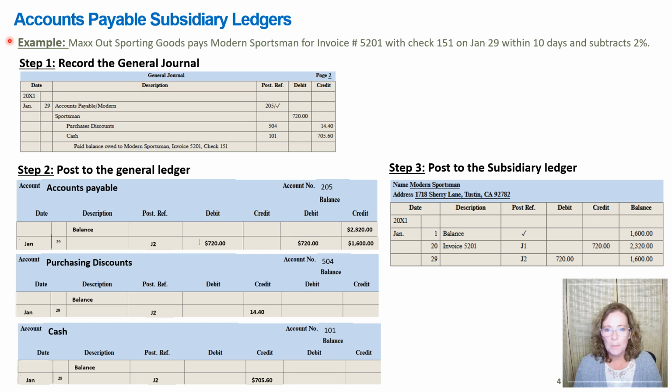Max Out Sporting Goods pays Modern Sportsman for invoice 5201 with check 151 on January 29th, within 10 days, and subtracts the 2% purchasing discount. Step 1 here is to record the transaction in the general journal with a debit to accounts payable for $720 and a credit to purchasing discounts for $14.40 and a credit to cash for the balance after subtracting the purchasing discount of $705.60.